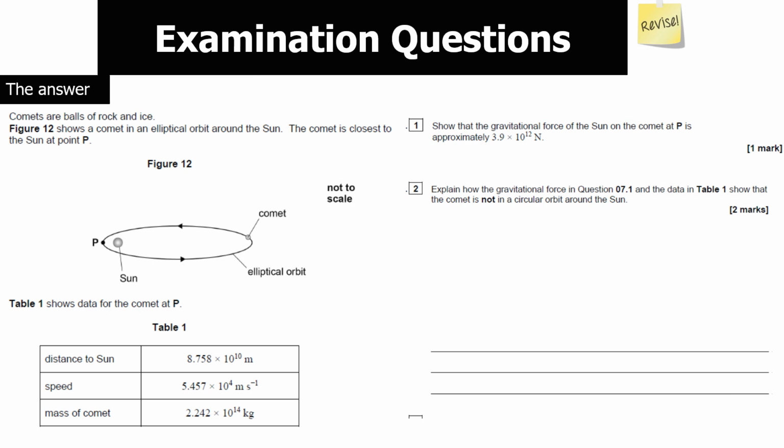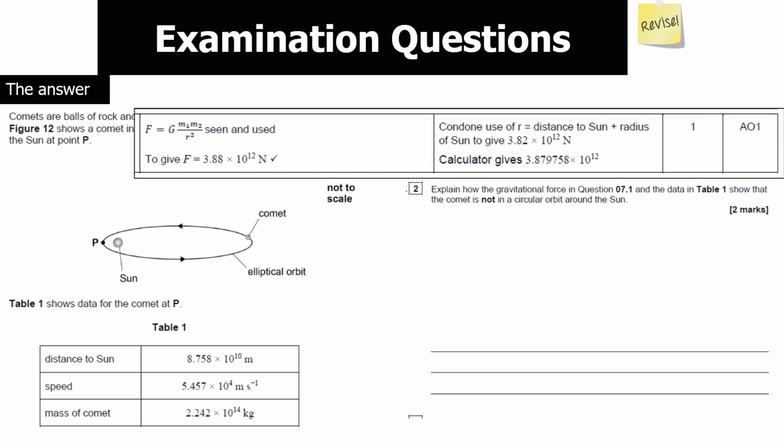Right, so how do you answer this first question? Well, it's only 1 mark, so you see it's a very straightforward calculation. And we know that the equation to work out the gravitational force between two bodies is F equals G m1 m2 over r squared. You then check all your values. Now you'll notice as well that the mass of the Sun is given to you in the equation book for the exam. Pop all the numbers in and you should get 3.88 times 10 to the 12 newtons.